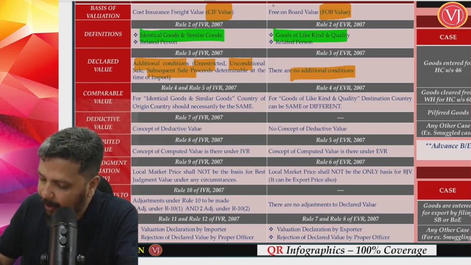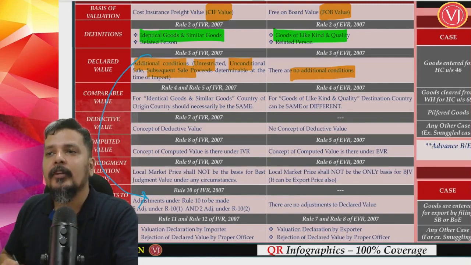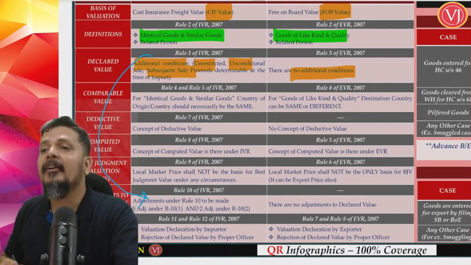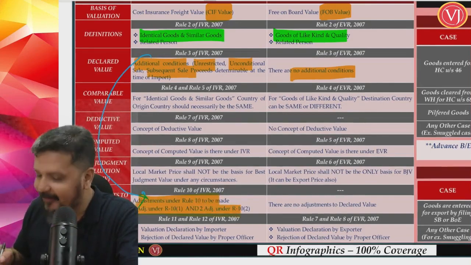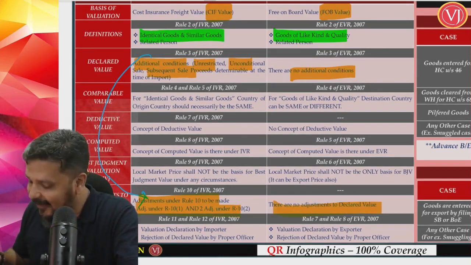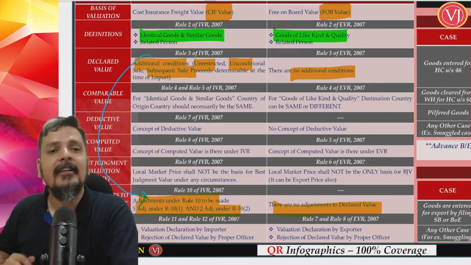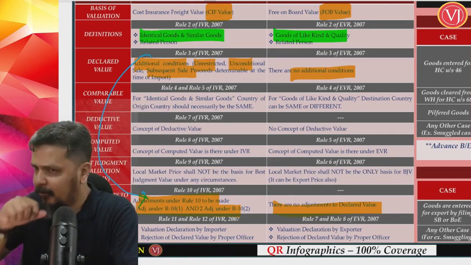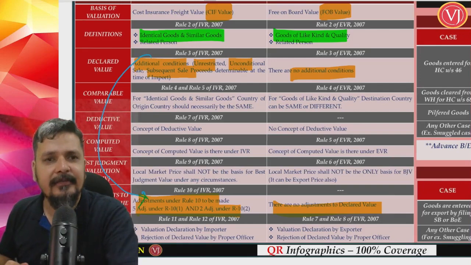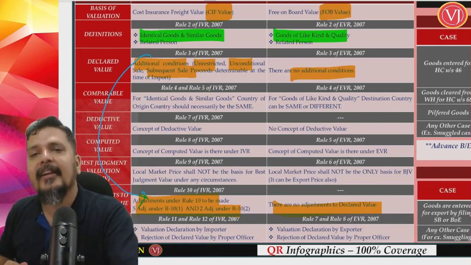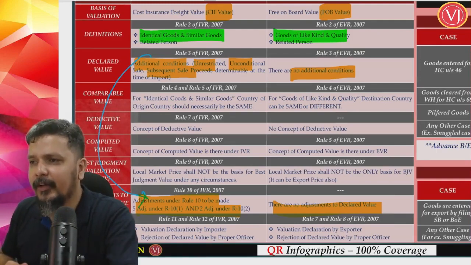Mind you, along with this rule 3, what was the most important rule? You are going to add 10-1, 5 additions, and 10-2, 2 additions. In export, there are no additions. They don't want additions. They are not interested in any additions. There is no concept of addition, it is straight away FOB value.